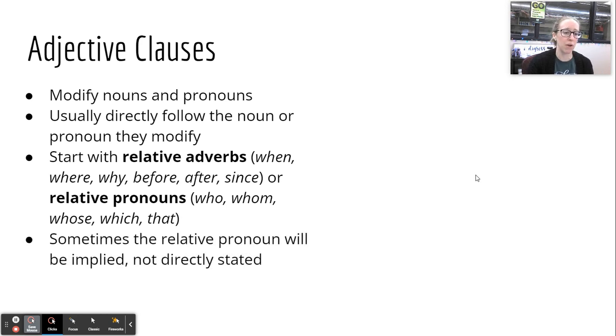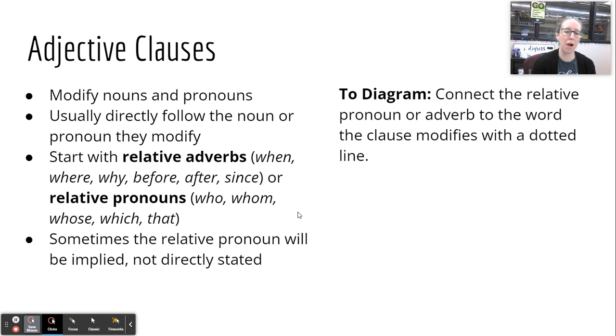Sometimes the relative pronoun, however, will be implied and not directly stated. That happens a lot with the word that. A lot of times the word that is going to be implied instead of directly stated. So keep your eye out for that as well. A little grammar humor for you.